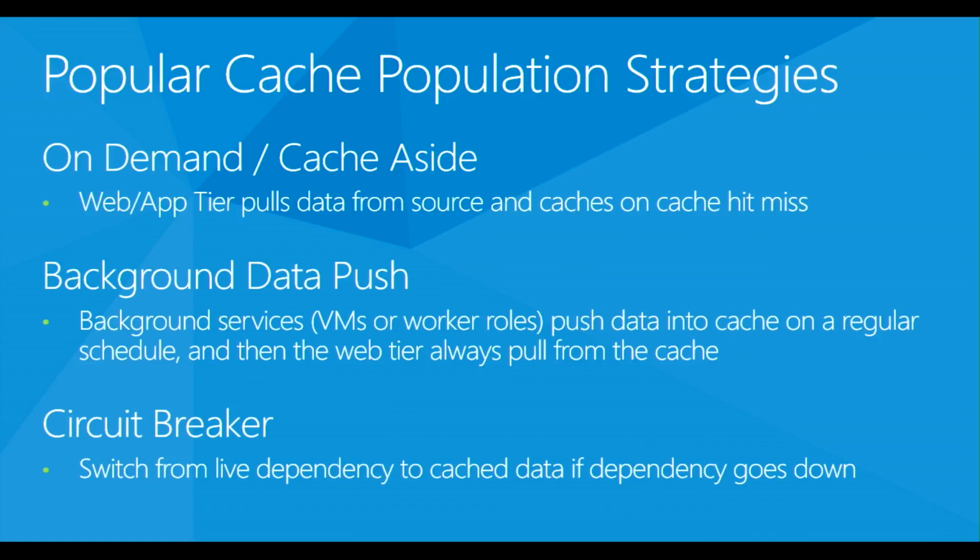Another pattern you can use is what's called a background data push. In this world, your web tier could always be going against the cache for its data, and then you could have a VM behind your service that's non-interactive, that customers don't hit, which is periodically hitting your data and then pushing data into the cache. What that means is your web tier is always going against a 1 millisecond latency lookup cache, so it's always lightning fast, and then your background service just populates your data in the cache on some regular interval.